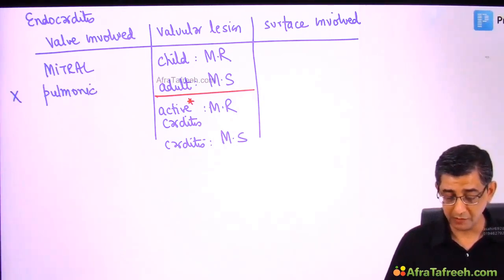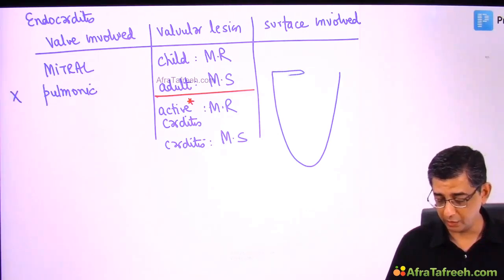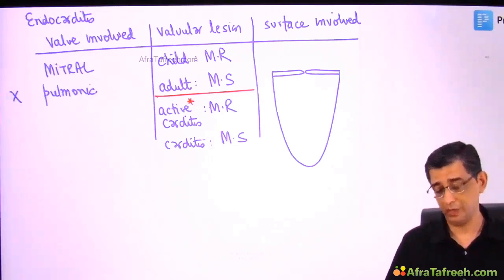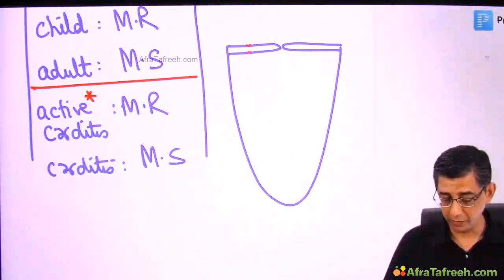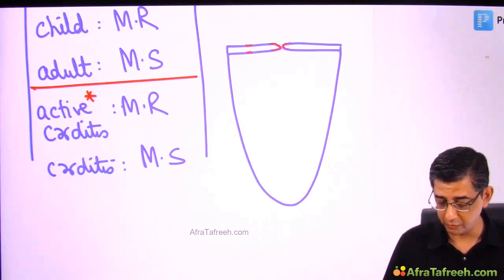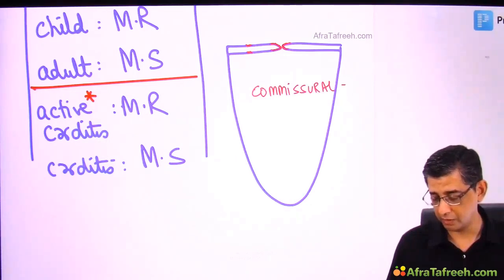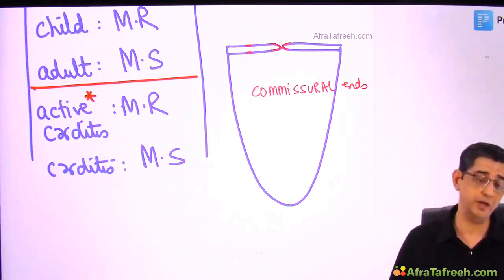As far as the surface involved is concerned, I've already explained that to you, but I'm going to discuss another domain here. So listen to this representation once again. What I said was that Aschoff nodules could involve the superior surface of the valve, the inferior surface of the valve, but maximum involvement is seen at the tip of the valve. So in pathology, they will use this classical term: commissural end involvement is seen in patients with rheumatic endocarditis.